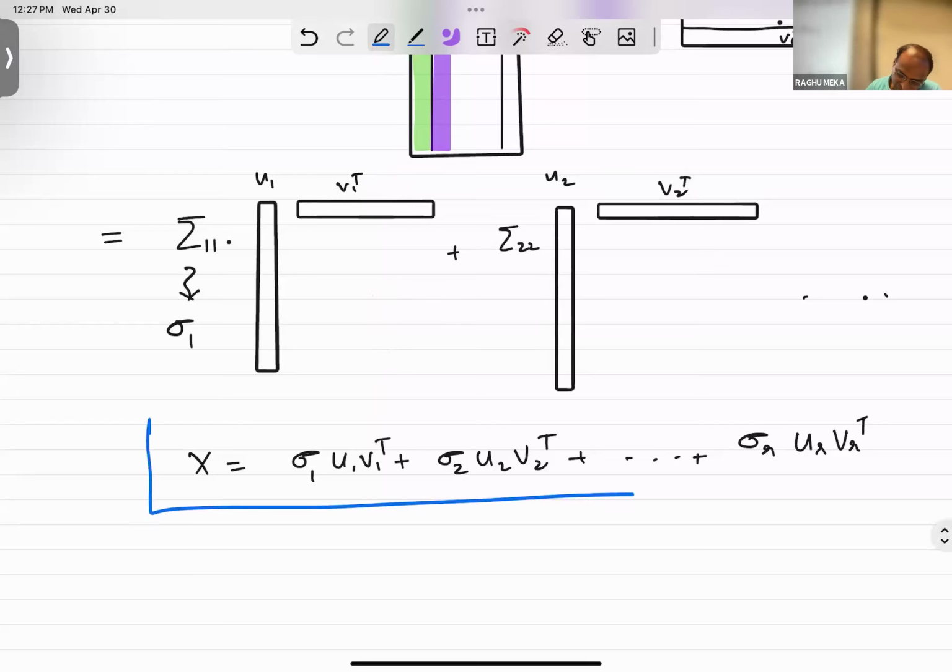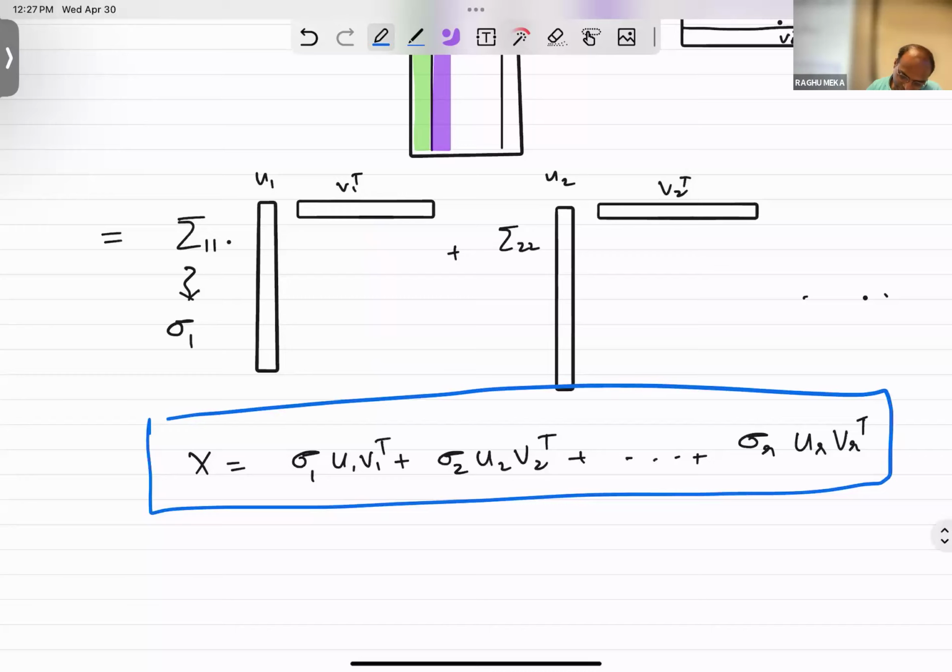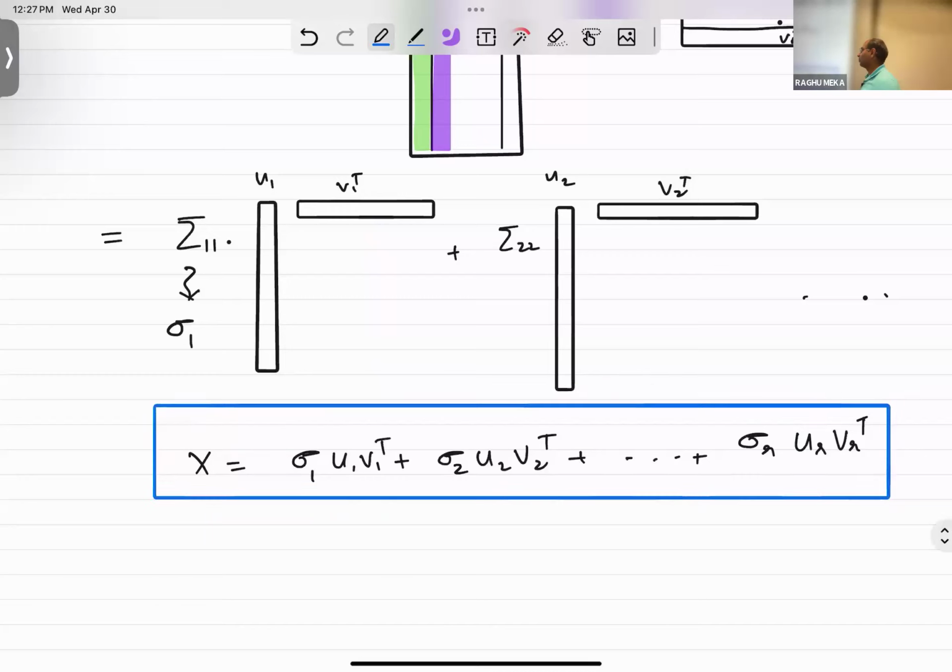Okay, so that means to compute the SVD, I need to find vectors u_1, u_2 up to u_r, which are all orthonormal, vectors v_1, v_2 up to v_r, orthonormal, and the sigma_i's are non-negative, such that this identity holds. As long as this is true, I have computed the SVD.